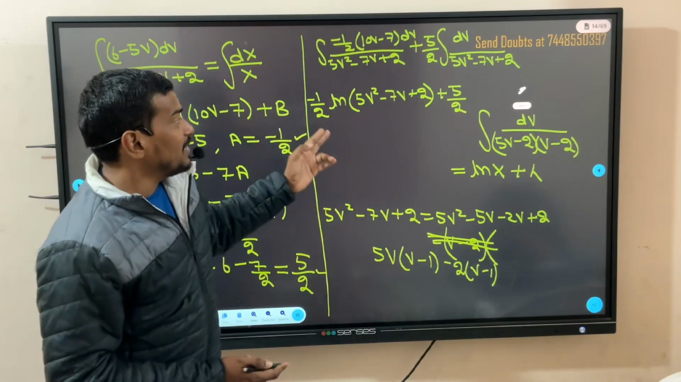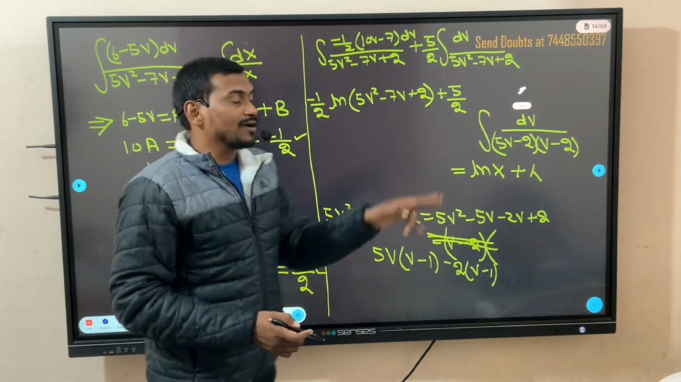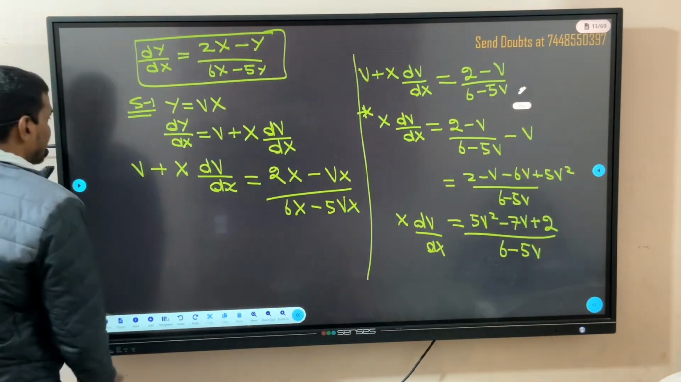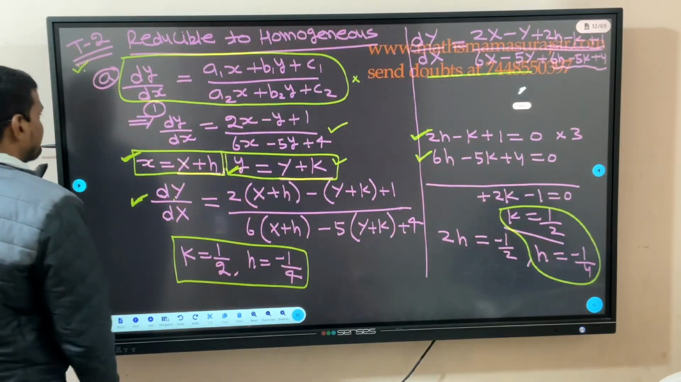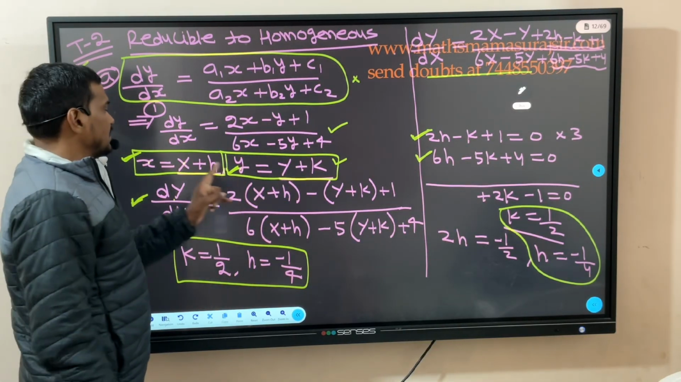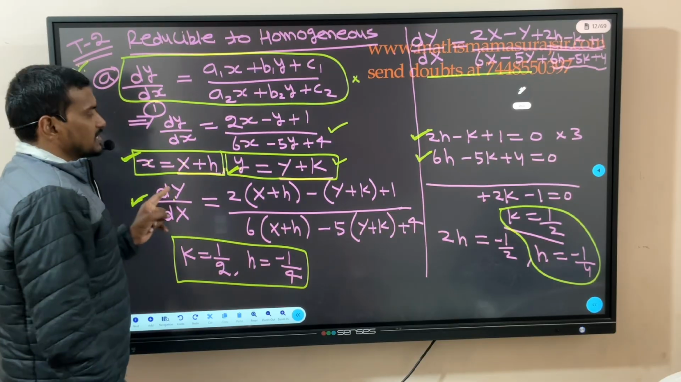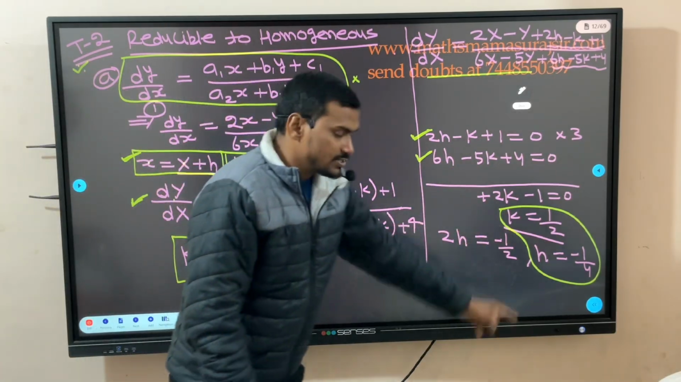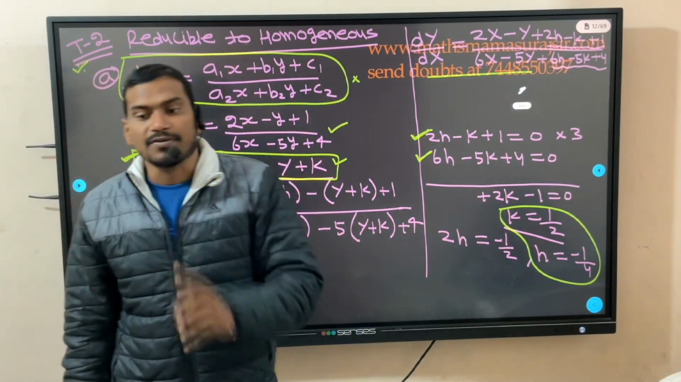Always capital Y value, capital X value will be substituted back. What is capital Y value? I will tell you here. Not here. Capital Y is small y minus k. Capital X is small x minus h. h, k are this. Then you will say that's your final answer.